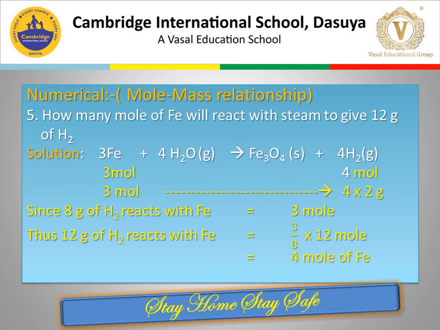From the question we have 8 gram of hydrogen reacts with iron equal to 3 mole. Therefore, 12 gram of hydrogen will react with iron equal to 3 upon 8 into 12. By the unitary method we have done it. For 1 gram of hydrogen it will be 3 upon 8 mole of iron which will be reacting. Therefore, multiplying by 12 on both sides, we have 12 gram of hydrogen reacts with iron equal to 3 upon 8 into 12 mole, that works out to 4 mole. So 12 gram of hydrogen will react with 4 mole of iron.